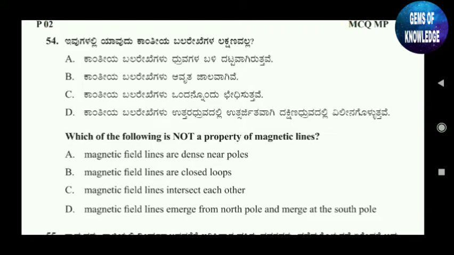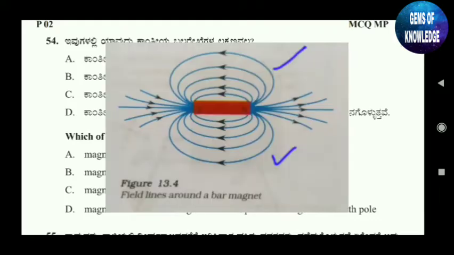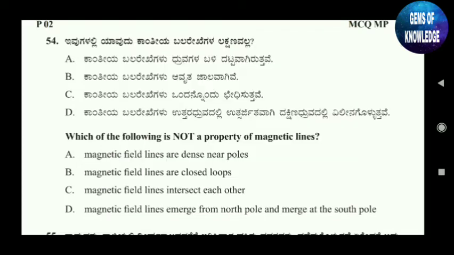The second one is that magnetic field lines form closed loops. You can see the loop structure which is formed here, so they will form a closed loop everywhere. Then, magnetic field lines intersect each other. No, this is not possible. The magnetic field lines will never intersect each other. So which is not a property of magnetic lines? You can take option C, that magnetic field lines intersect each other. No, they do not intersect each other.